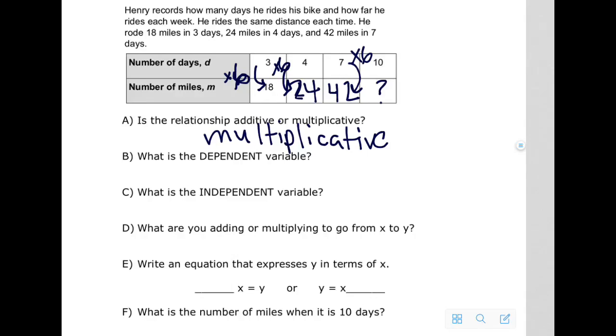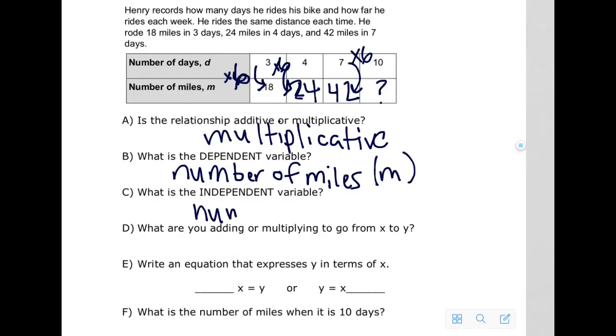What is the dependent variable? So the dependent variable would be the number of miles. That depends on the number of days, and it's represented by the letter M. The independent variable is the number of days. That's what us or the researcher is changing. Number of days, D, it's independent, it's not affected by the number of miles.